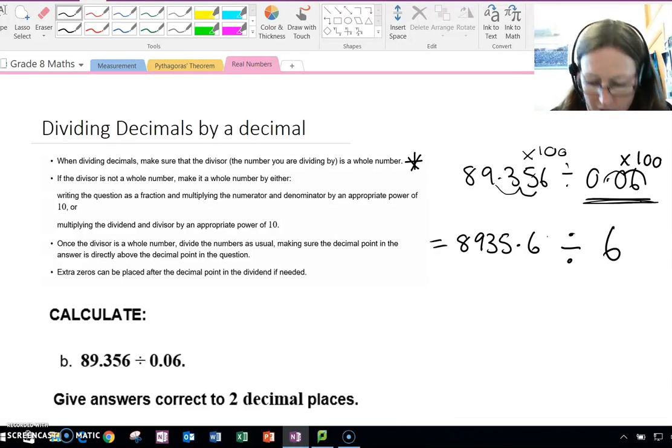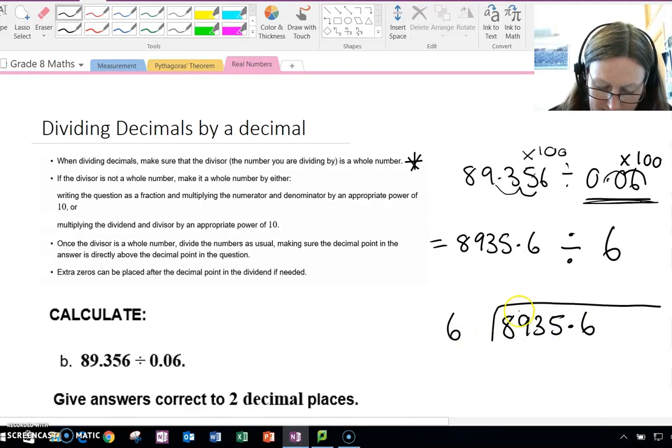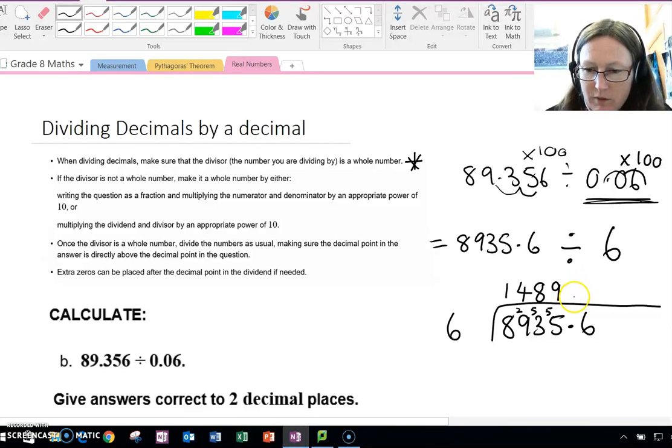Now it becomes like the other video, dividing decimals by a whole number. So we've got our 6, we've got our 8935.6, and we divide. We say 6 into 8 goes 1 with 2 left over. 6 into 29 is 4, which is 24, so there's 5 left over. 6 into 53 goes 8, that is 48, so there is 5 left over. 6 into 55 is 9, which is 54, so there is 1 left over. 6 into 16 goes 2, which is 12, so there is 4 left over.